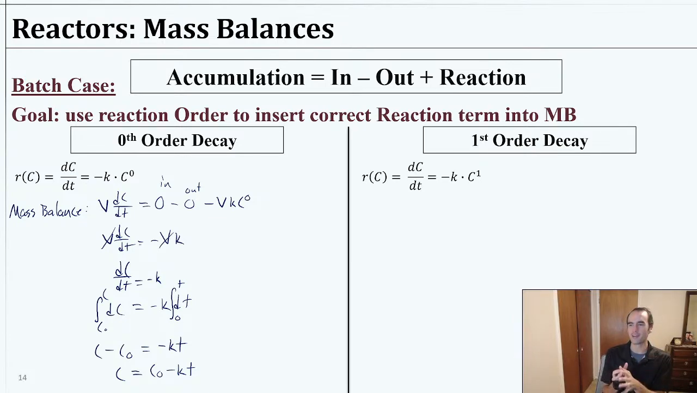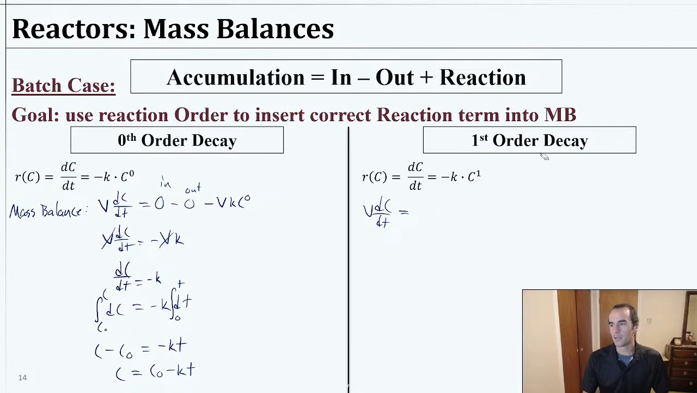But the process here can let us handle much more advanced systems. So for example, we'll move on to the first order decay. In this case, we have the same setup, right? We want our V dC/dt. That's going to be equal to inputs minus outputs, none of those. And our example case here is first order decay.